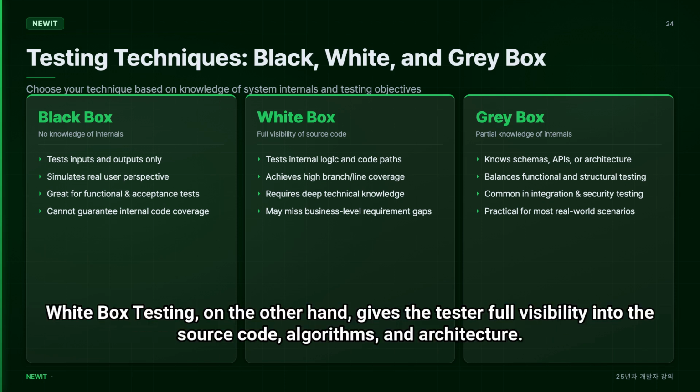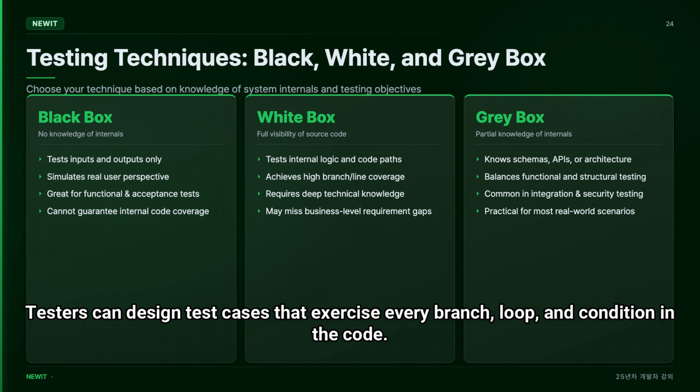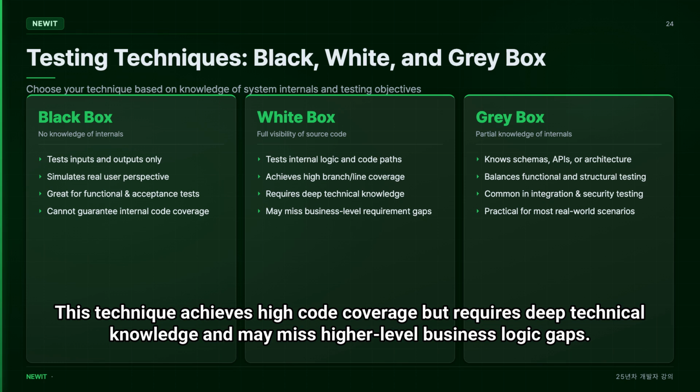White box testing, on the other hand, gives the tester full visibility into the source code, algorithms, and architecture. Testers can design test cases that exercise every branch, loop, and condition in the code. This technique achieves high code coverage, requires deep technical knowledge, and may miss higher-level business logic gaps.